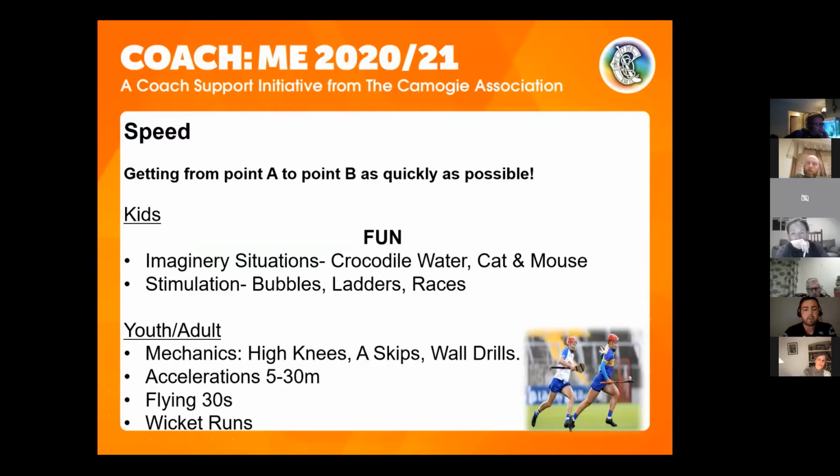So when I refer to wall drills, they can be done leaning against the fence, or some sort of side on the side of the pitch, whereby they're focusing on driving their knee, getting really tall, and holding these positions before switching over. So A-skips and wall drills are two you'll find really easily on YouTube after this if you want to take note of.